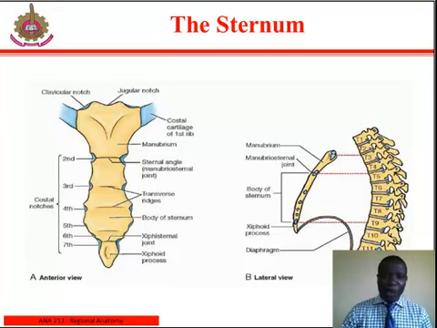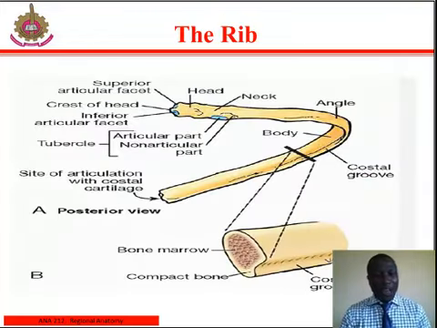The manubrium on its superior portion has a depression called the jugular, that is the suprasternal notch. This can be easily felt at the anterior base of the neck between the medial ends of the clavicles.